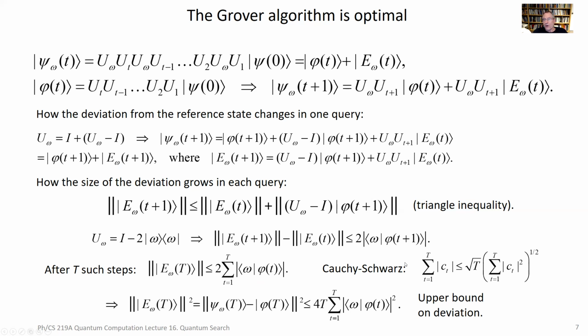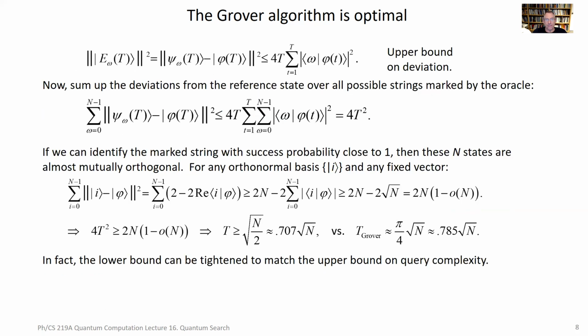Now, that applies for all possible choices of the marked state. Omega could be any one of capital N possible basis vectors, which is marked. Here I just rewrote what we had on the previous slide. Now I'm going to sum those deviations over all the possible marked states, from 0 to capital N minus 1, for each one of which I know that this deviation squared can be bounded as shown here.